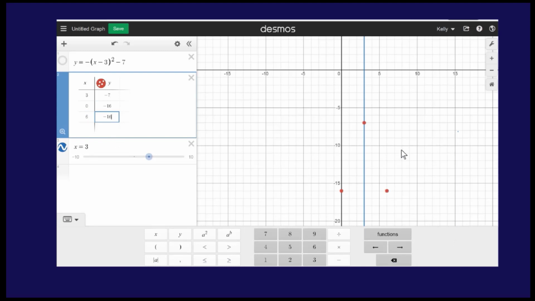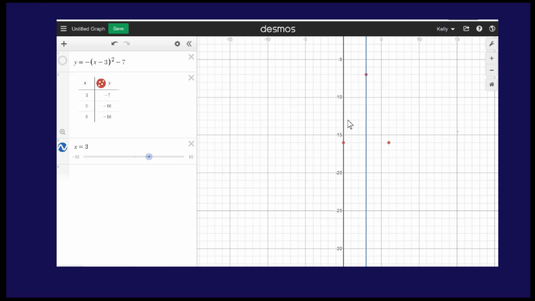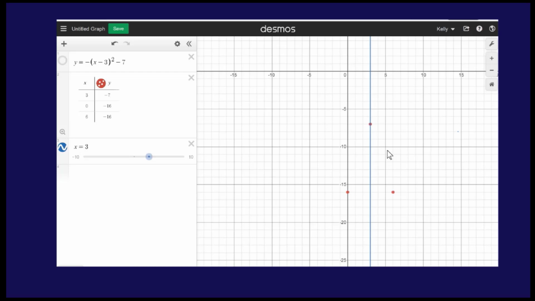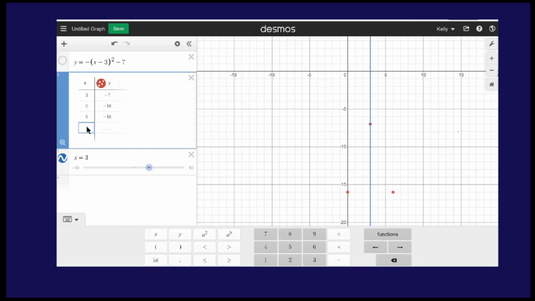Then I'm going to try one more. I could come down here, but I'm more interested in going in between. Let's do 1. So I'm going to plug in a 1, and 1 minus 3 is negative 2. Negative 2 squared is 4. Negative 4 minus 7 is negative 11. So I've got negative 11 here. I'm 2 away, so I have to go 2 across, and it'll be (5, -11). Okay, and that ends my plotting of points.